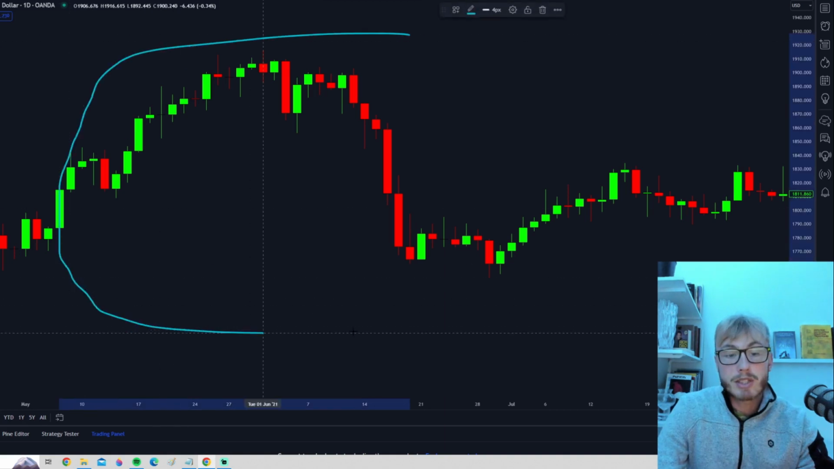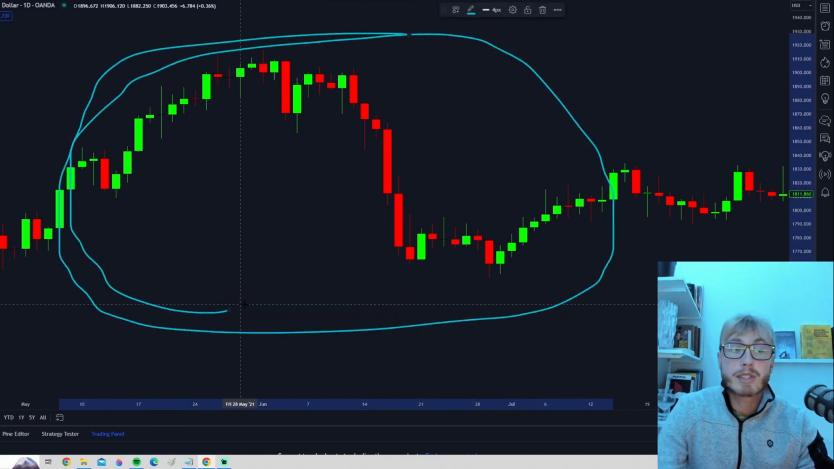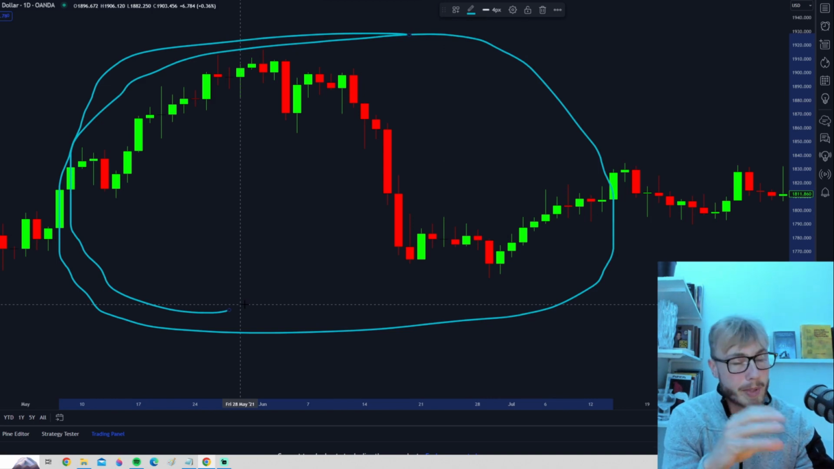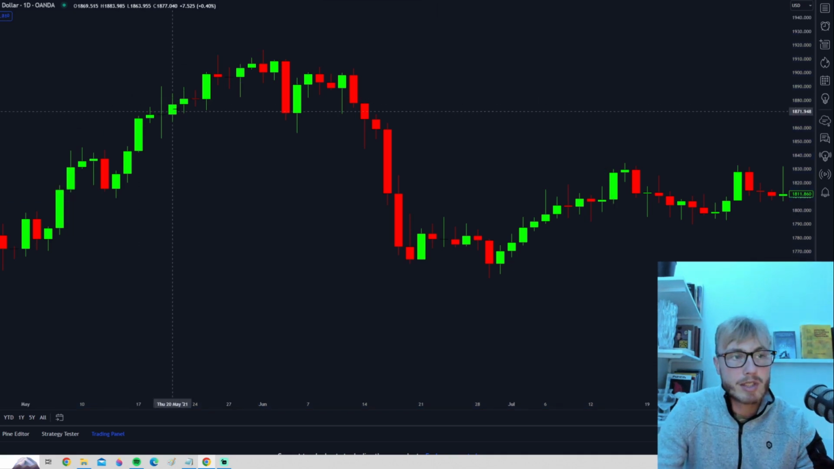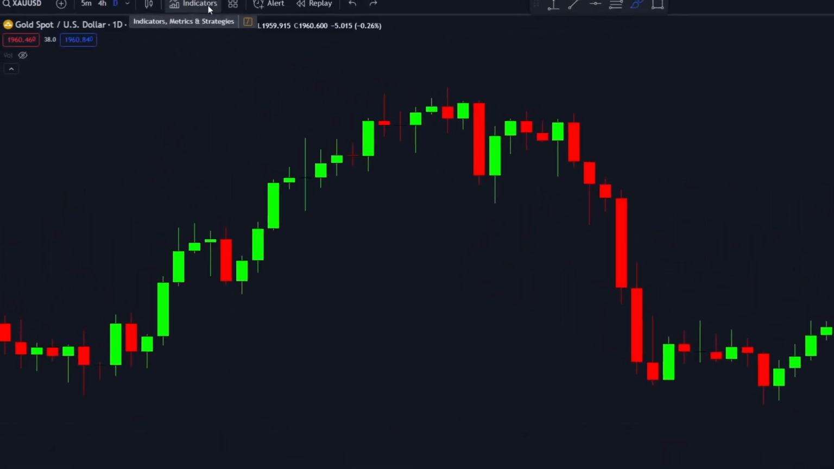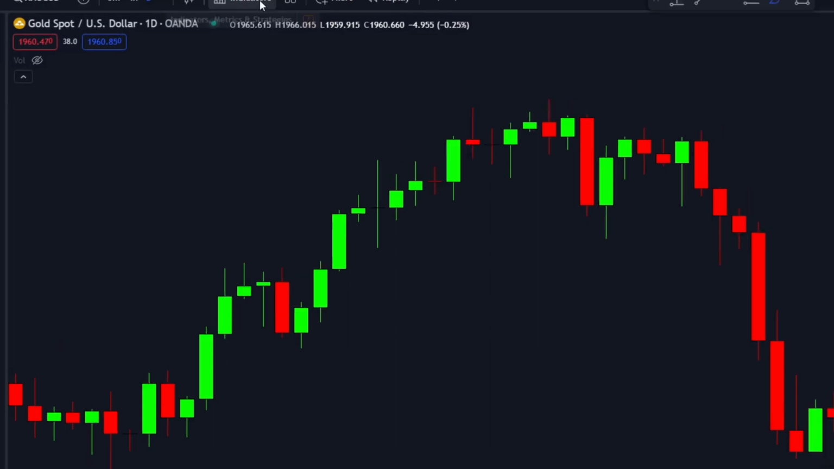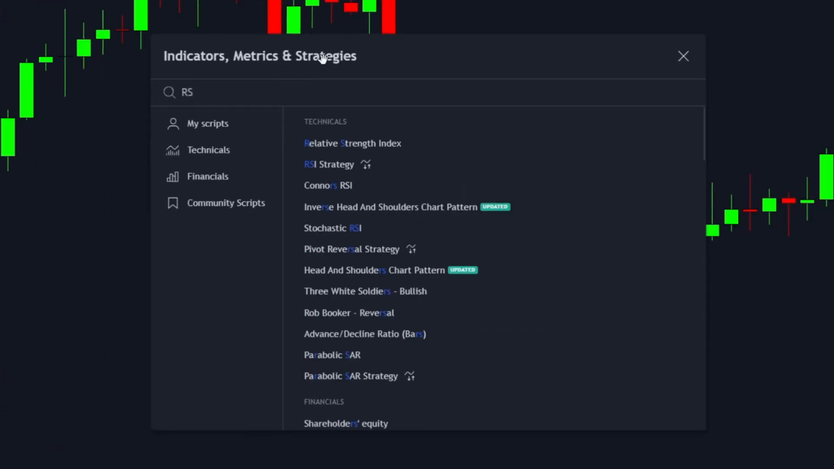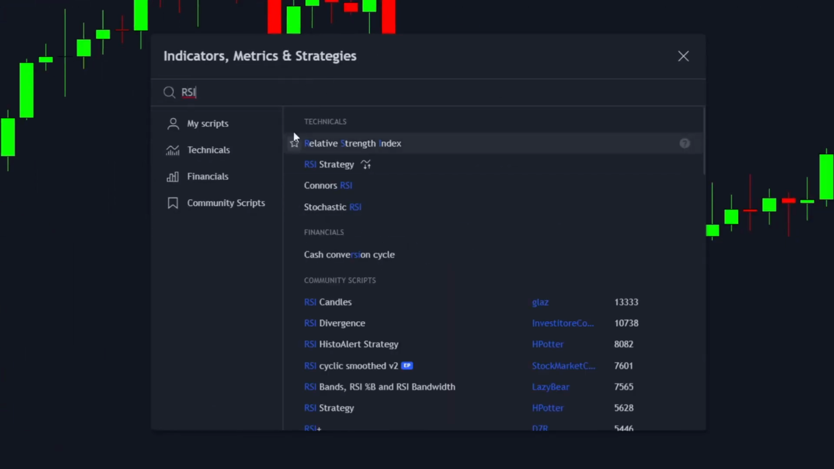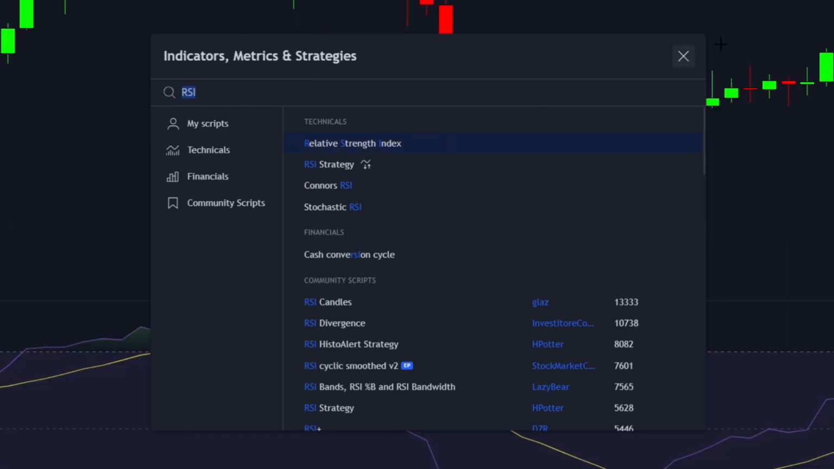The first thing you want to do is open up a chart. Right now we are once again looking at gold on a daily time frame, and this strategy works on pretty much all time frames, so you don't have to worry about that. But the very first step we want to do here is go up to our indicators tab here. We press indicators, and of course we open our RSI indicator. Just search for RSI and press here on relative strength index.